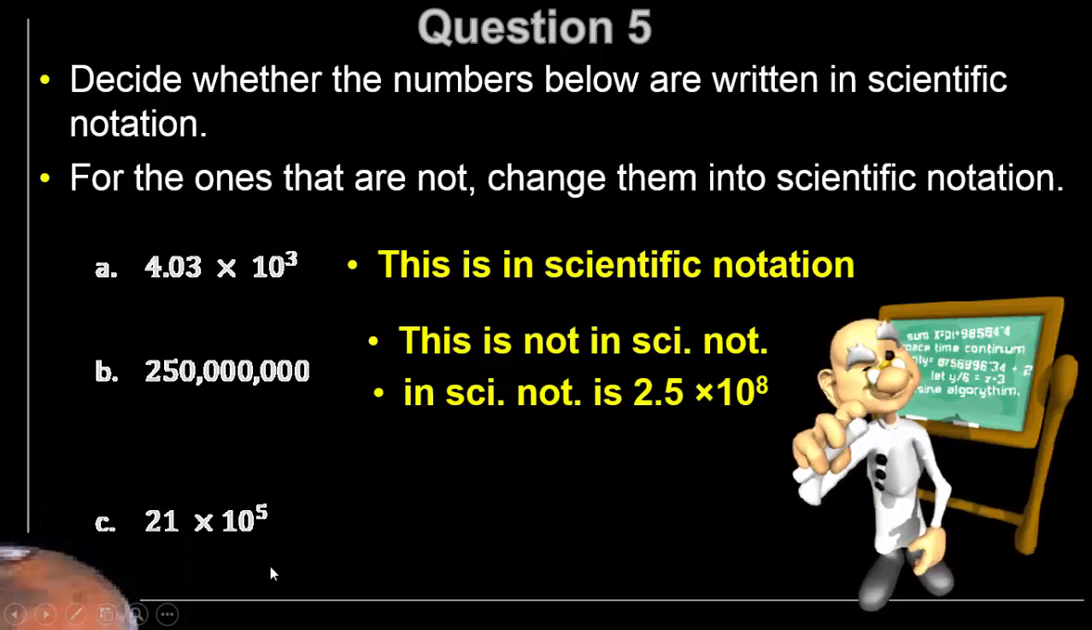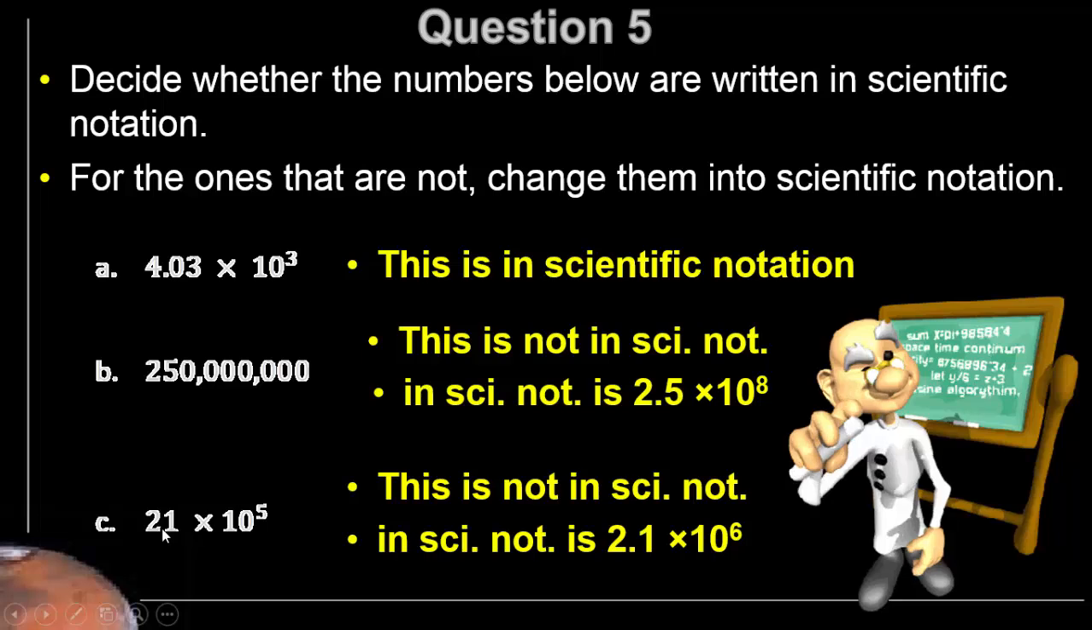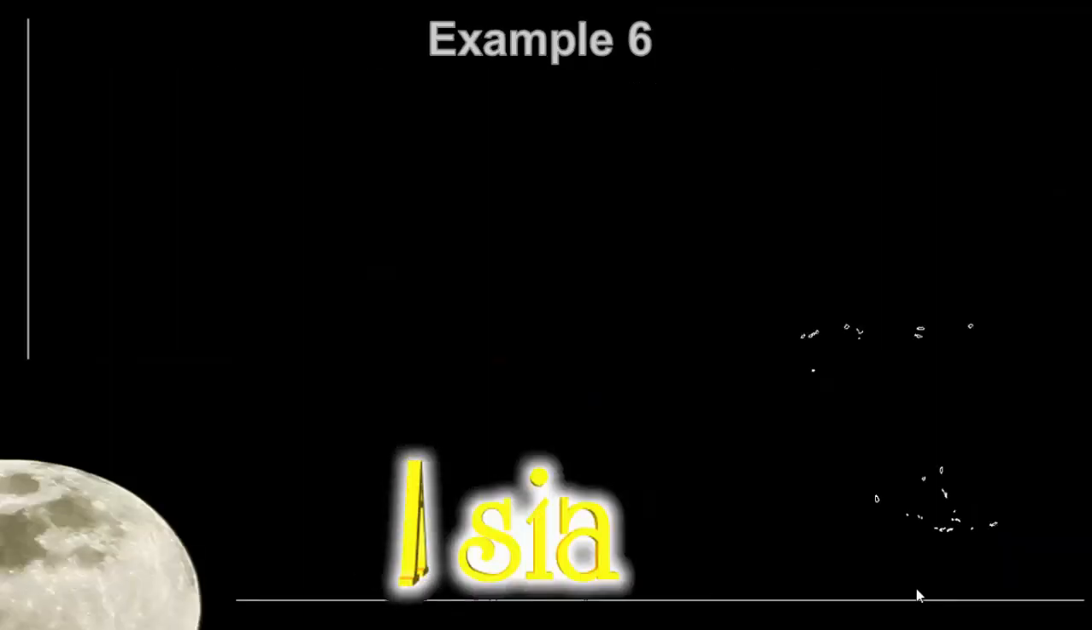And for C, this is not written in scientific notation because 21 is greater than 10. In scientific notation, we have to move the decimal point over one place, and that means we're going to add 1 to the 5, so we get 2.1 times 10 to the 6th.